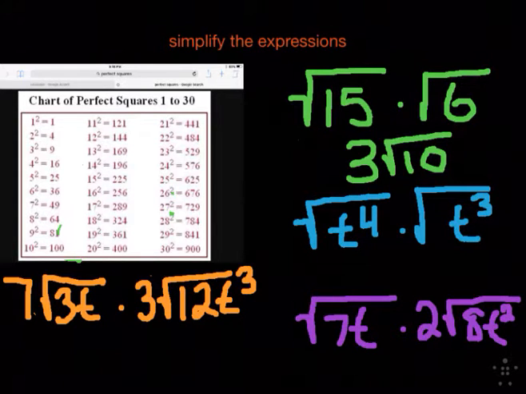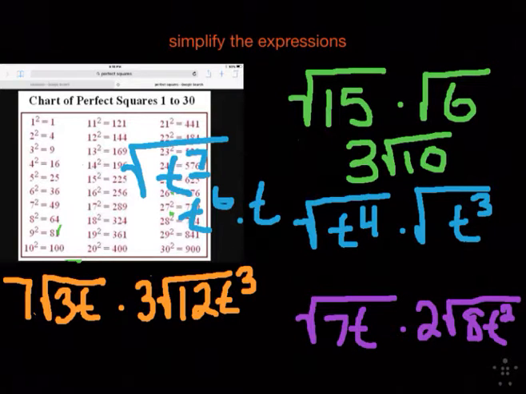Alright, let's go ahead and try the blue problem. So we have t to the 4th and t cubed. Remember, you combine those by adding them together, and that gives you t to the 7th. We want to take half of t to the 7th. Oh, sorry. We know that t to the 7th is not an even number, so we want to find the smaller even number, which is t to the 6th.